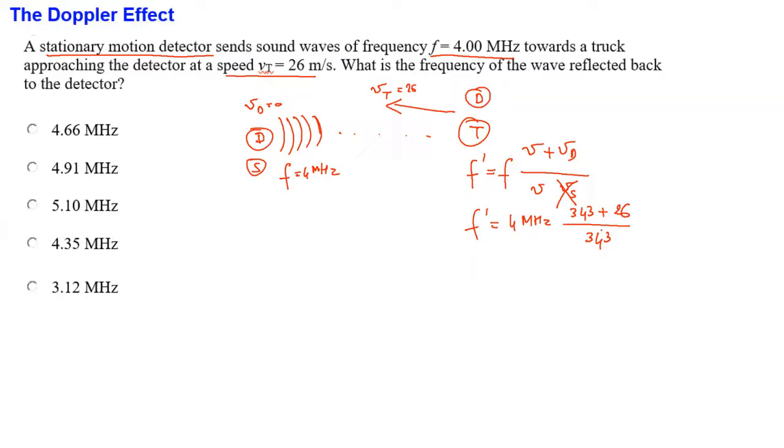So what is this? This is, of course, the frequency heard by the track. This is the frequency at the track. You calculate this, you know everything here, and you get 4.3 megahertz. Now that's still not the question. The question is to find the frequency of the wave reflected back to the detector. So now this frequency will go back. Now it's an echo basically.